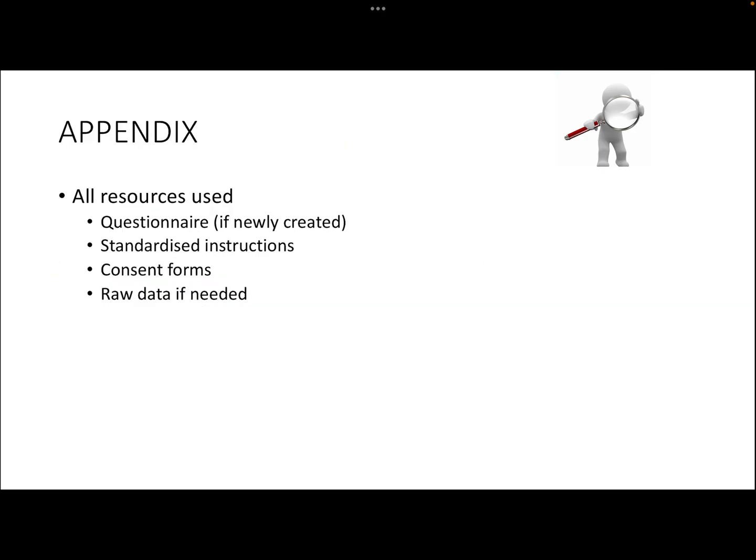Okay, finally, we have the appendix. This is where we put everything else that doesn't really fit into the body of the report. So if we created a questionnaire, we'd want to include a copy of it there. If we had standardized instructions, if we had a consent form, if we have raw data that we want to include but doesn't really fit in our results section, we include it there in our appendix. Anything else that doesn't fit in the rest of the report.